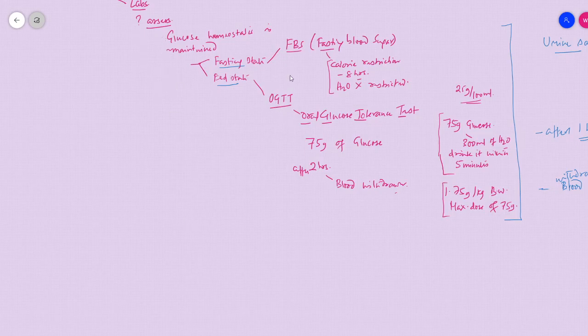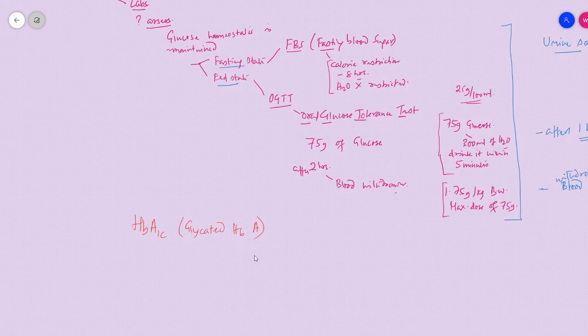The other important lab test, in addition to determining the homeostatic ability of the patient in the fasting state and the fed state, is HbA1c. Let's see what that's all about. HbA1c. So what is this? This is glycated hemoglobin A. So this is determined.